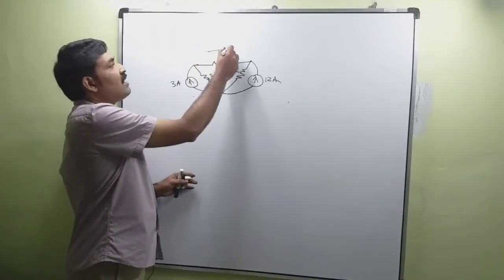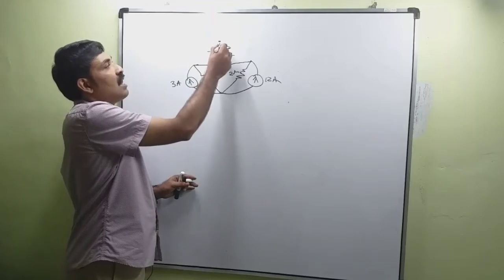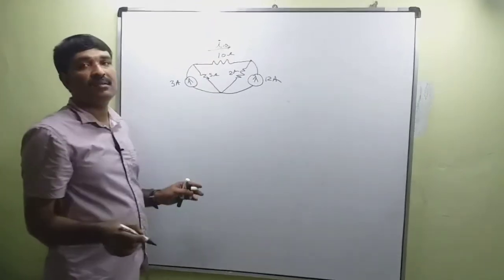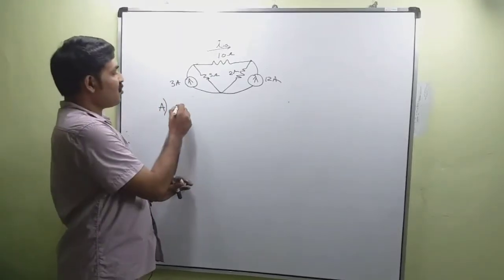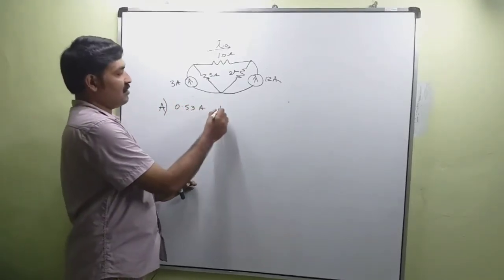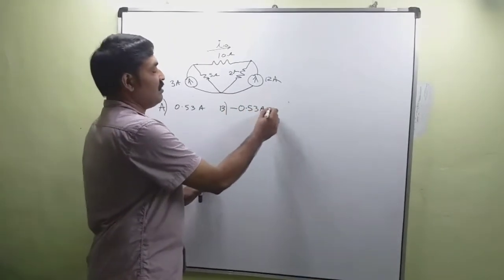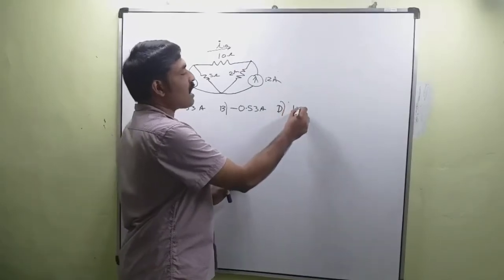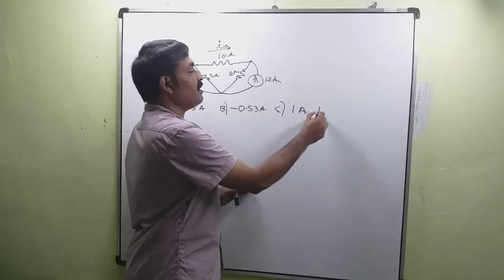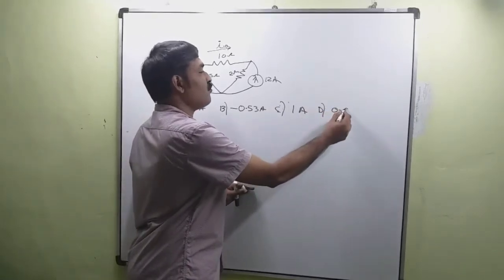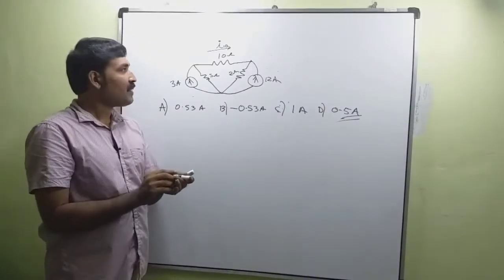Now the question is, find the value of current through the 10 ohm resistance, that is I10. That's the question. And choices are given: A is 0.53 ampere, B is minus 0.53 ampere, C is 1 ampere, and D is 0.5 ampere. Okay, 4 options are given.